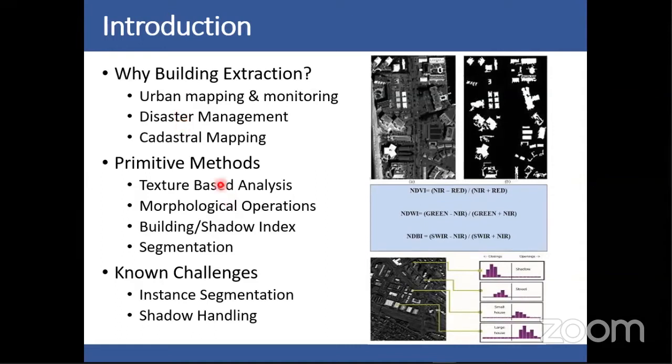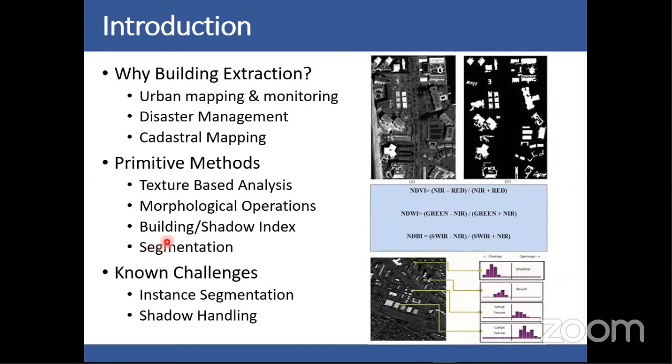The primitive methods of building extraction include texture-based analysis or morphological operations, which include index-based extraction, such as NDBI, the normalized difference building index. A lot of times NDVI and NDWI have also been used to isolate the building class. Apart from that, segmentation techniques are also very prominent when it comes to feature extraction and specifically building extraction. Segmentation is basically grouping together pixels based on some similarity condition.